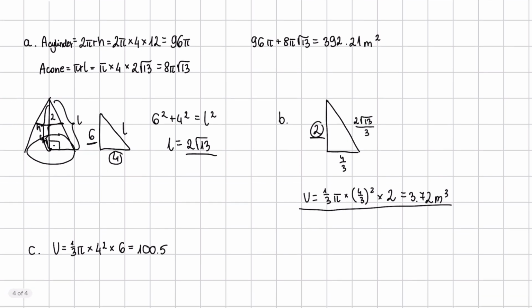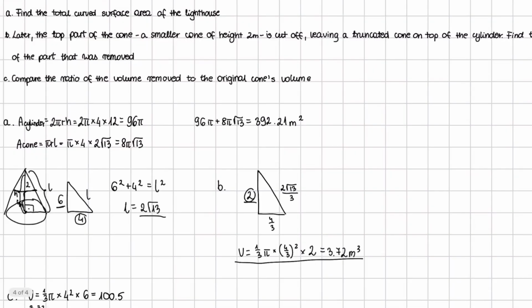and now we have to write the ratio of the volume removed to the original cone's volume. So basically our 3.72 over 100.5, and this is 0.037. And that was the last problem from this measurement topic.